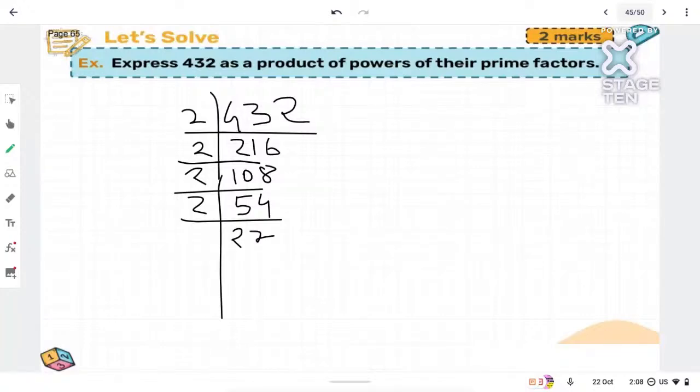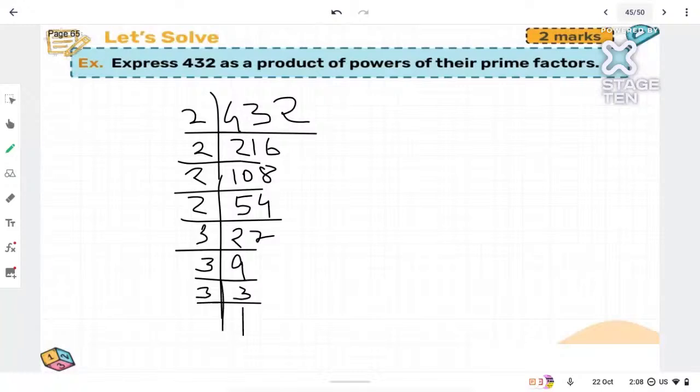Now, 27 doesn't come in the table of 2. That means we have to take 3 now. So 3, then 3 3s are 9, again a 3, 3 3s are 9, and one more 3, 1. Okay, so this is the answer.